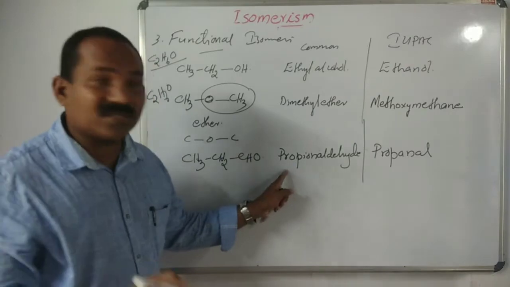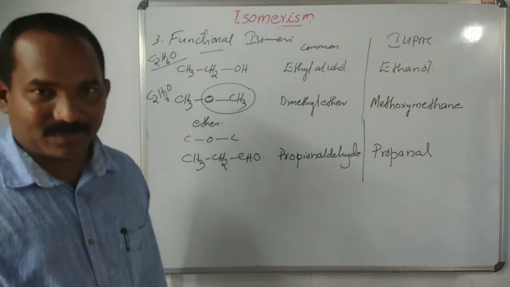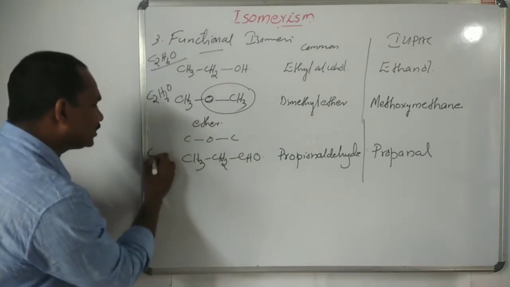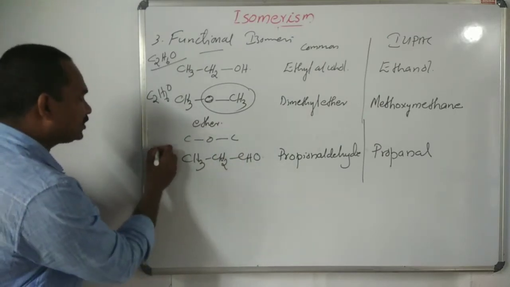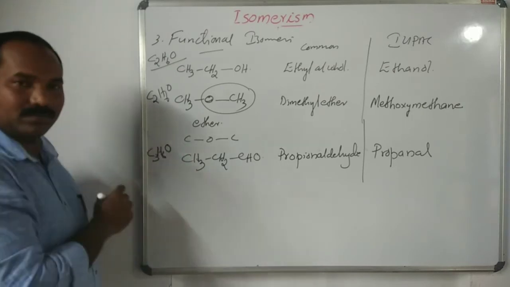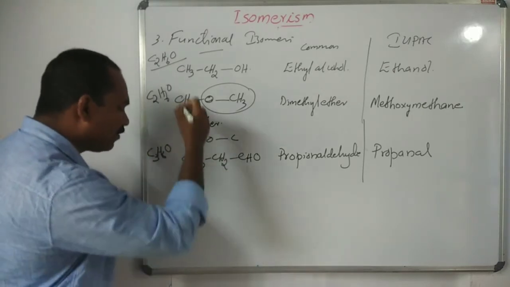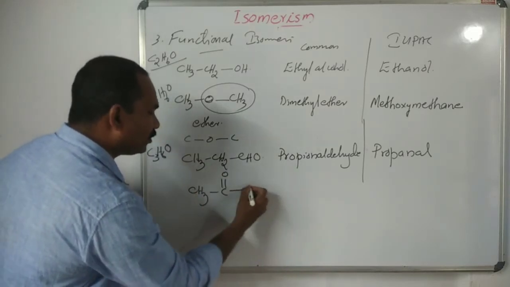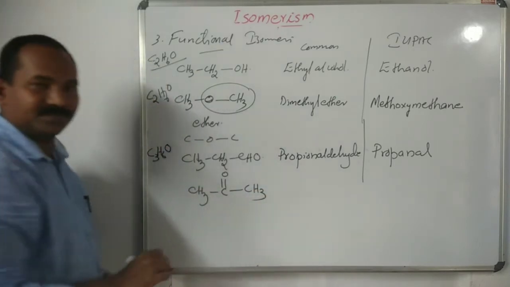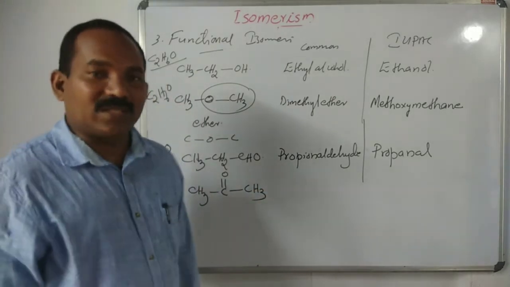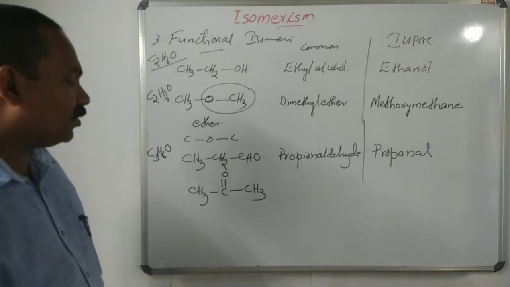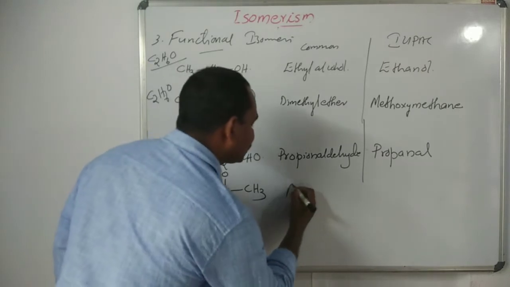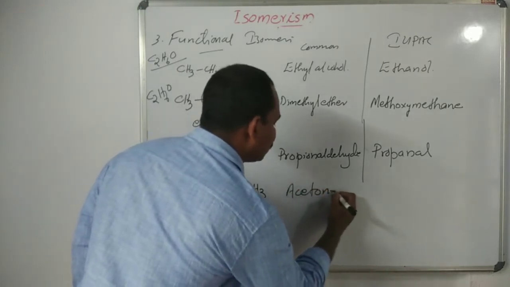The common name is propionaldehyde. The formula of the compound is C3H6O. Another molecule with the same molecular formula is CH3, C double bond O, CH3. The common name is acetone.